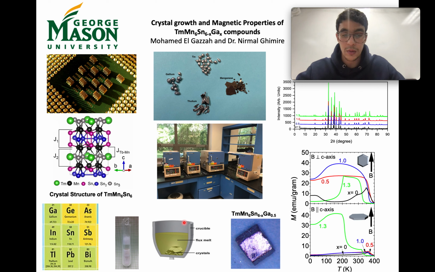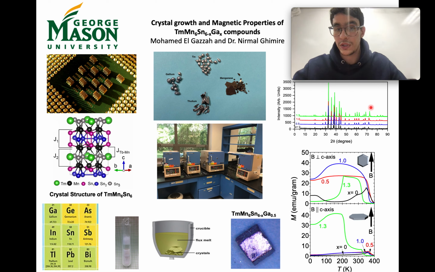So this is a picture showing the process, and this is a crystal that I was able to grow in my research. The compositions I grew included thulium manganese 6 tin 6 and gallium doped 0.5, gallium doped 1, and gallium doped 1.3. The structure of the crystals was then verified through X-ray powder diffraction, which gave the data shown in this figure here.